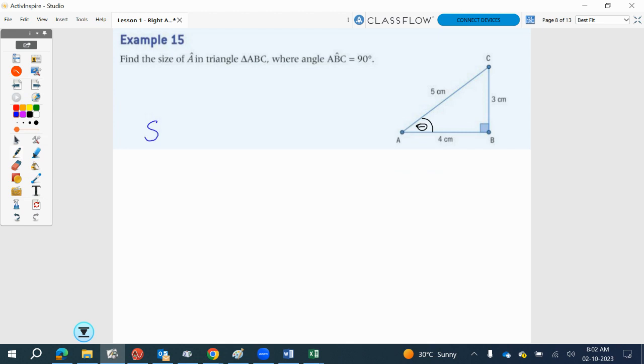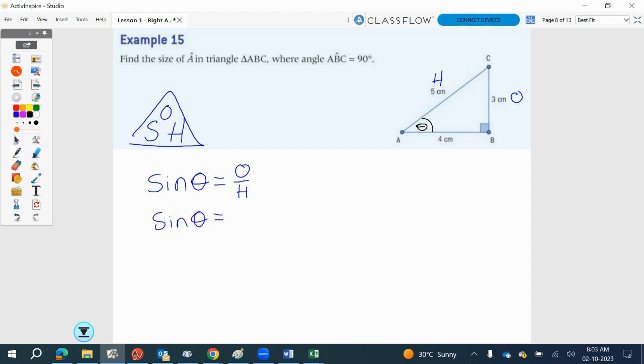Let's try SOH. This means that the sine of the angle is the opposite over the hypotenuse. So let's label the opposite. The opposite is going to be this one, the hypotenuse is going to be this one. So it tells us that the sine of the angle is equal to the opposite over the hypotenuse. So the sine of theta is equal to 3/5.